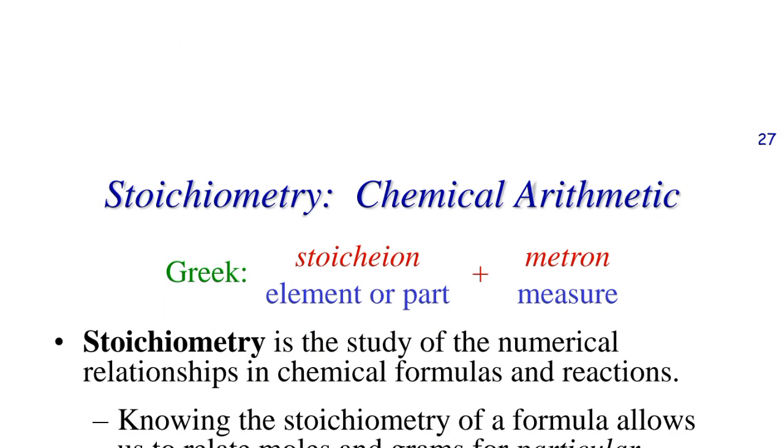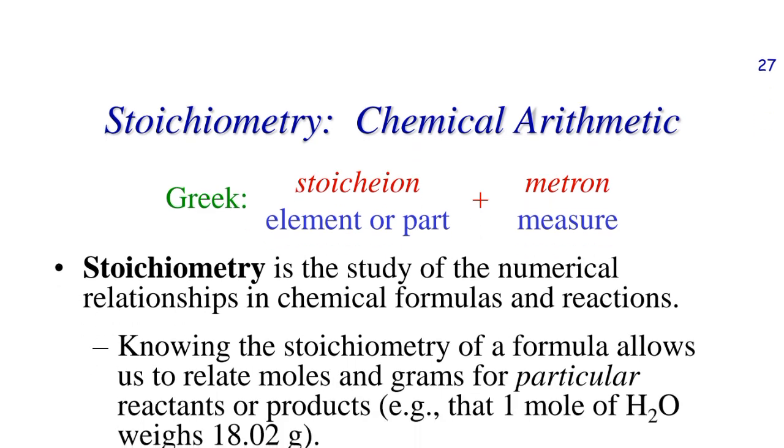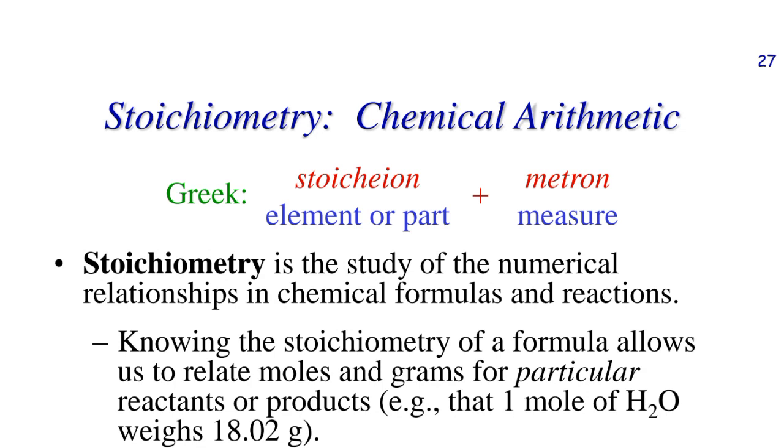This word is stoichiometry. It means chemical arithmetic. Why do we say chemical arithmetic? By the Greek words, you know that this word is made up of two Greek words, that is stoicheion and metron. Stoicheion means element or part, and metron is the Greek word which means measure. So by definition, we can say that stoichiometry is the study of the numerical relationship in chemical formulas and reactions.